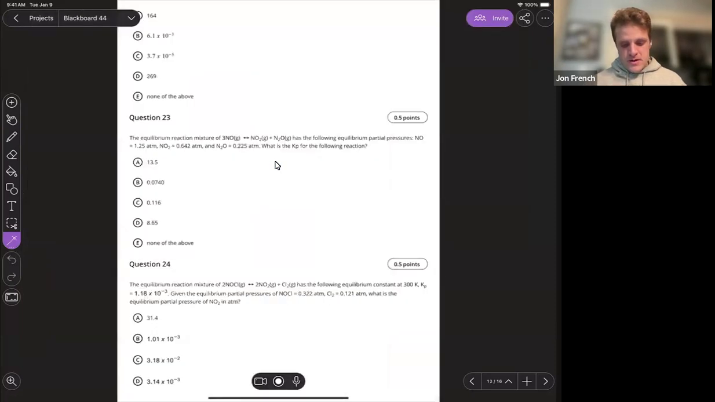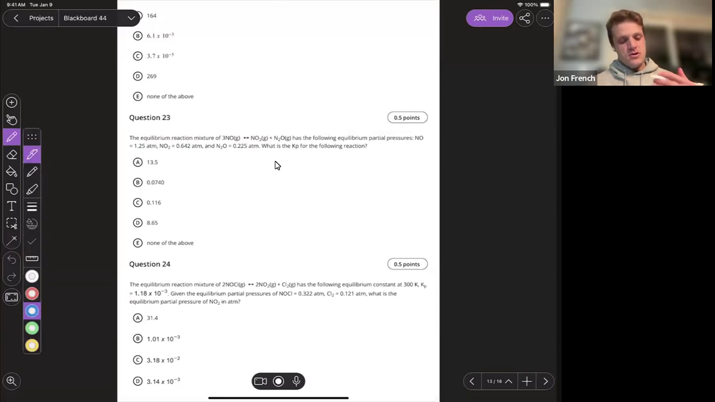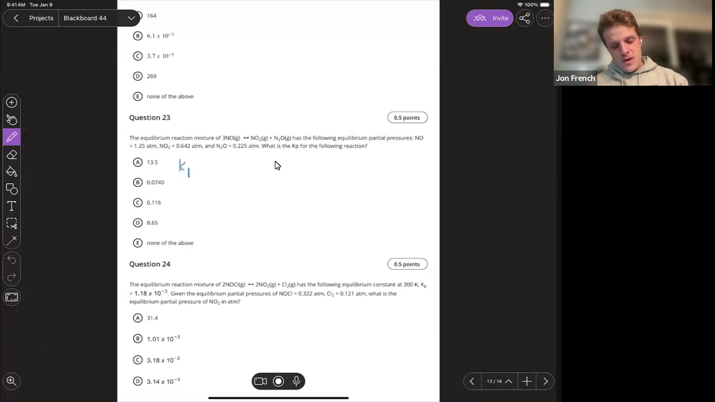All right, question 23. So yeah, it's a KP. The equilibrium reaction mixture of this reaction has the following partial pressures. What is KP? This should be a pretty straightforward question where you just have to come up with the expression and then plug in the values. So KP for this reaction would be partial pressure of NO2 times partial pressure of nitrous oxide all over partial pressure of nitrogen monoxide cubed because of that coefficient 3.